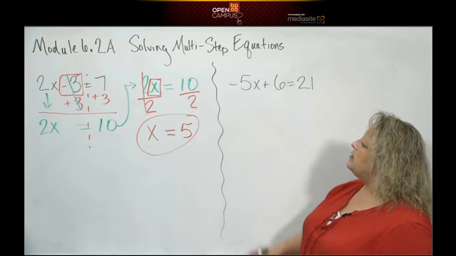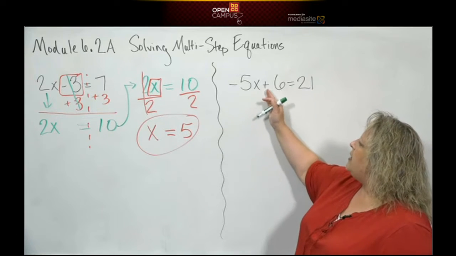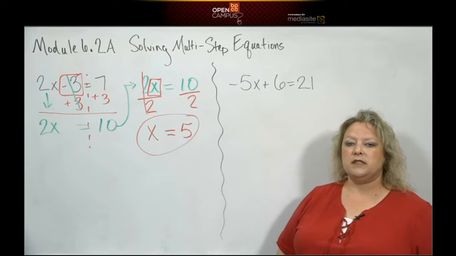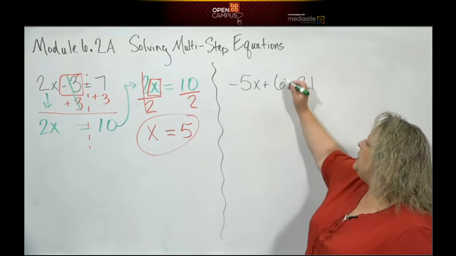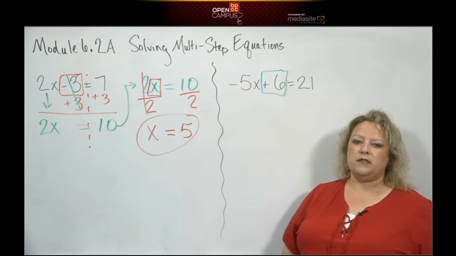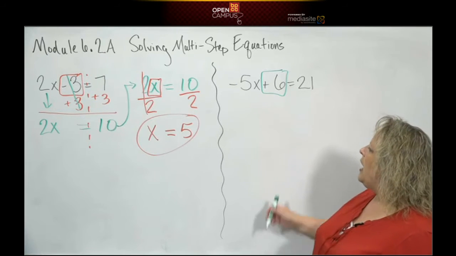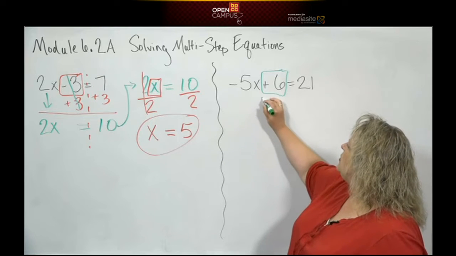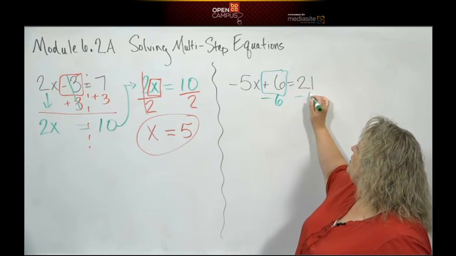Okay, let's go look at our second equation. Negative 5x plus 6 is equal to 21. So the first thing that we want to do is move that little 6 right there. We want to get him to the other side. So how do I do that? I do that by doing the opposite, which is subtraction this time.